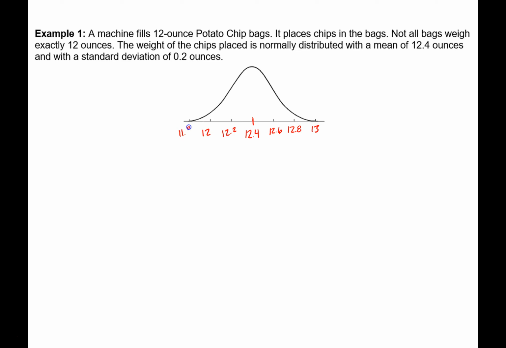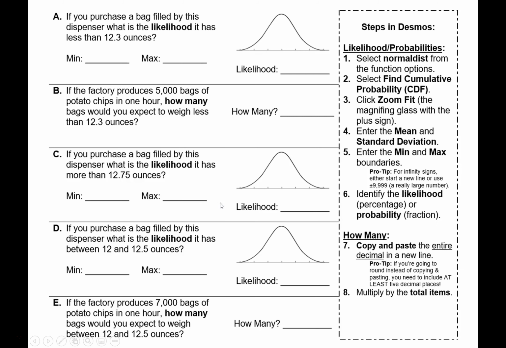The conundrum that we're going to get into today is that the problems are not going to give us bounds that are right on these standard deviations. So let's look at an example of that. If you purchase a bag filled by this dispenser, what is the likelihood that it has less than 12.3 ounces? So remember, we know that our mean is 12.4, and if we go one standard deviation to the left, that's 12.2. 12.3 on our x-axis is in between the mean and that standard deviation. So we can't use the empirical rule because at very best we'd be giving a kind of bad guess at it.